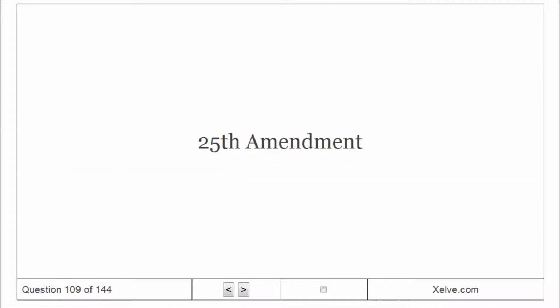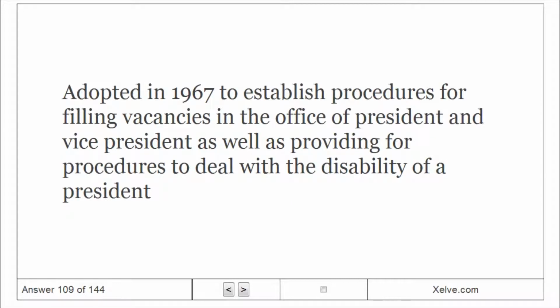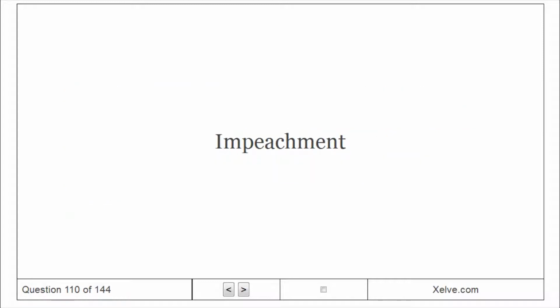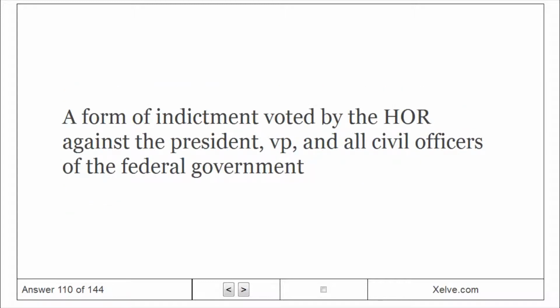25th Amendment, adopted in 1967 to establish procedures for filling vacancies in the office of President and Vice President, as well as providing for procedures to deal with the disability of a president. Impeachment, a form of indictment voted by the HOR against the President, VP, and all civil officers of the federal government.